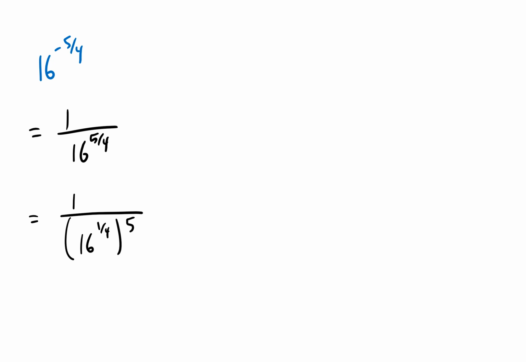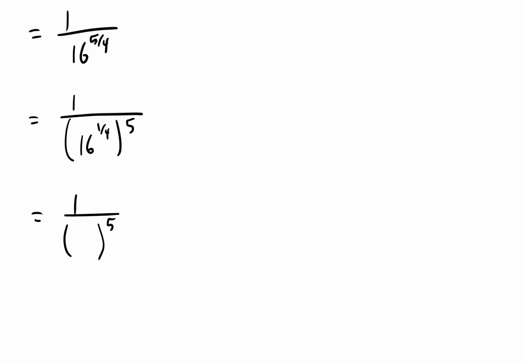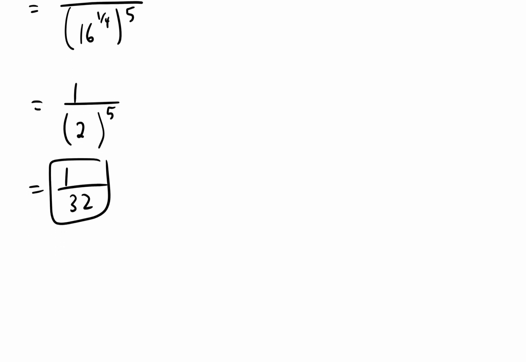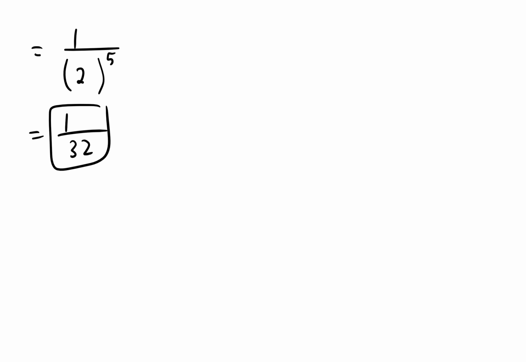Then for the one inside the parentheses, what's 16 to the 1/4? It's the 4th root of 16. So what's the number that multiplied by itself 4 times gives you 16? It's 2. Then 2 times 2 times 2, 5 times, is 32. So 1 over 32. They all go the same way, how we simplify them.